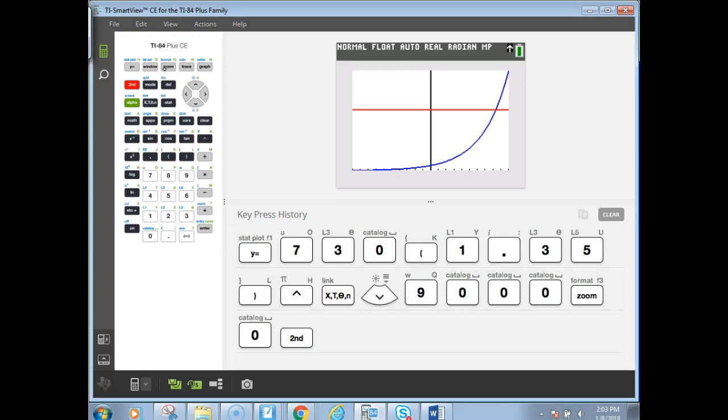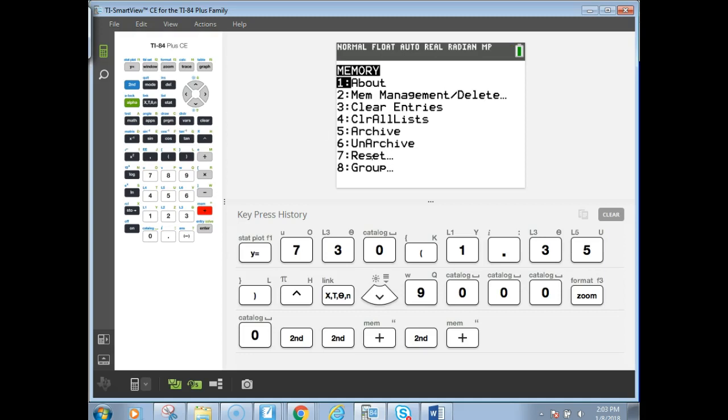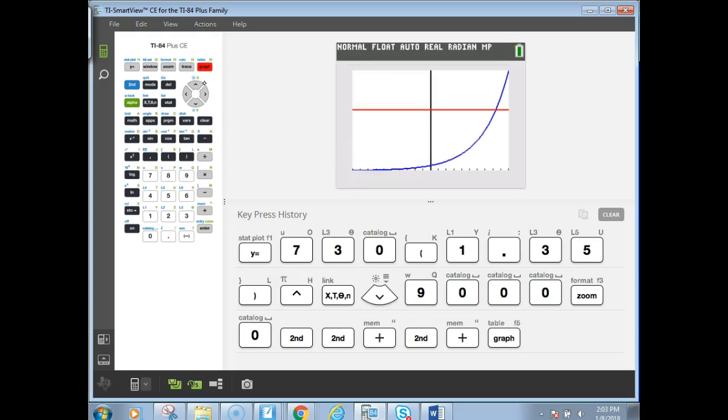I don't know why. I've got to find out the reset on that. You know what you probably should do is reset the calculator. So go to second, memory, where the plus sign is. It did not work. Okay, so hit 7 and reset it. And then try again. But you're going to have to put the equations back in again.